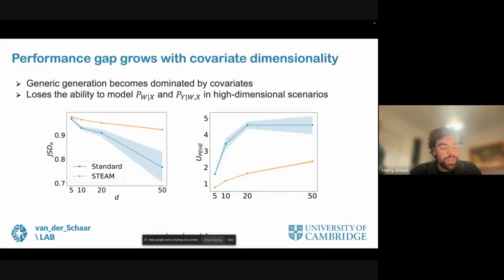And finally, we have some results that show that, as we hypothesized, the performance gap improves when it becomes harder and harder to model those small distributions of treatment assignment and outcome generation mechanisms. Because joint level generators will not focus on these small distributions, whereas the STEAM model does. So we can see that when we grow the dimensionality of the data from 5 variables to 50 variables, the quality of the data degrades in both cases, but it degrades far worse for generic generators than STEAM generators.